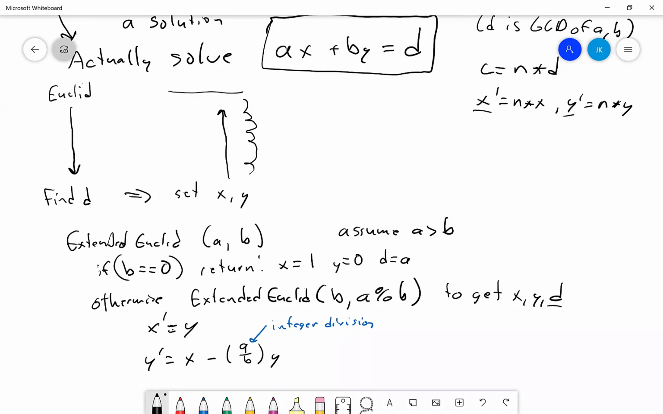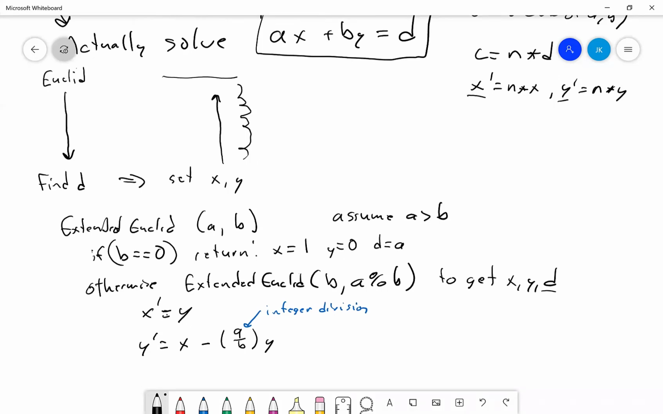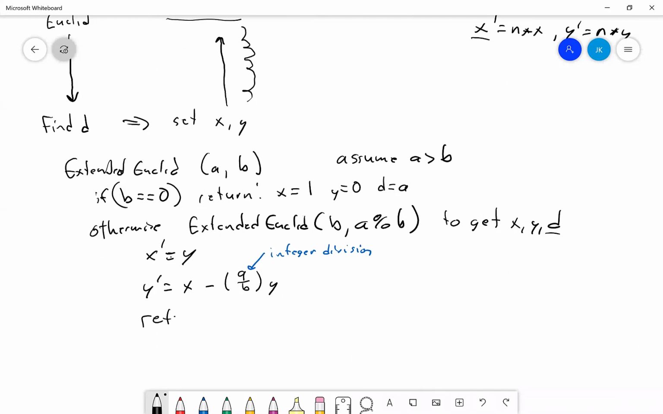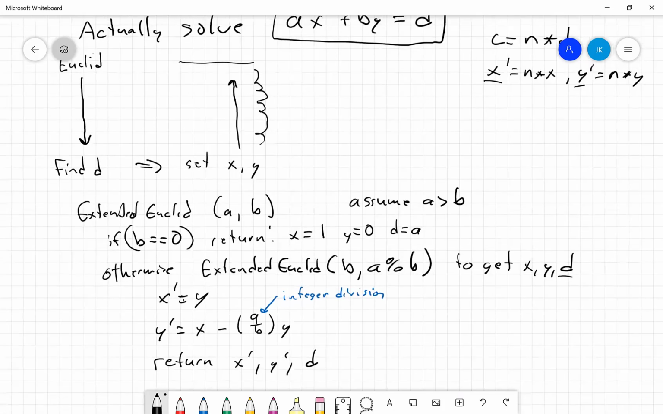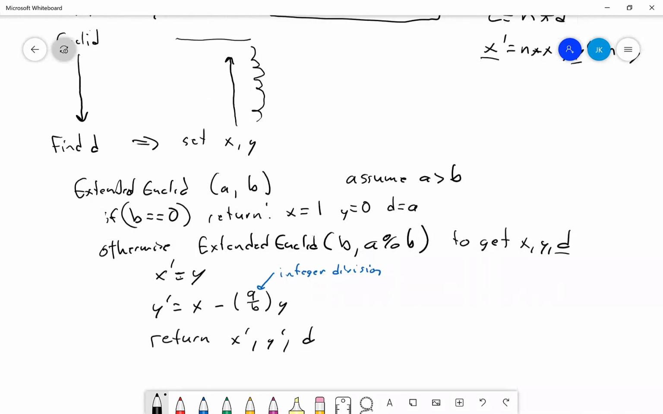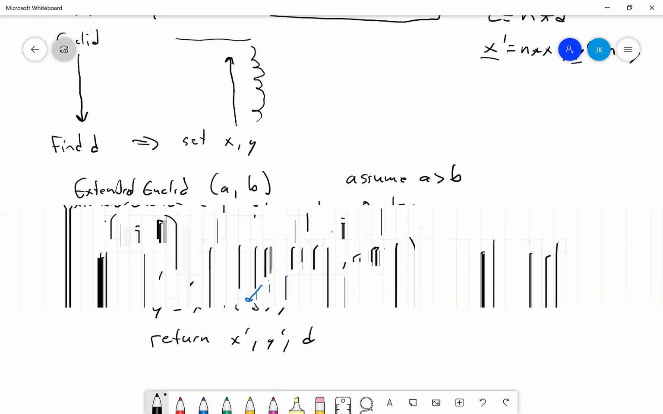Okay, so this is what we will have, and then we will return x prime, y prime, and d. So our values are going to be x prime, y prime, and d that we return. Notice that the d part is going to be our GCD. That works just like the original Euclid's algorithm. There's nothing at all different here, so that should not seem strange to you.